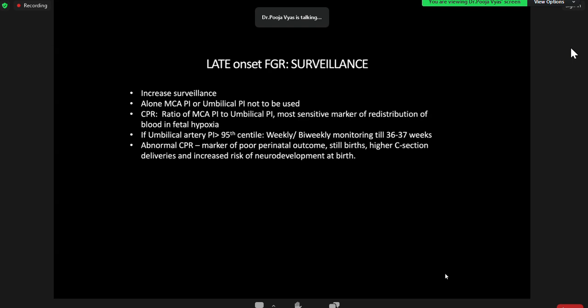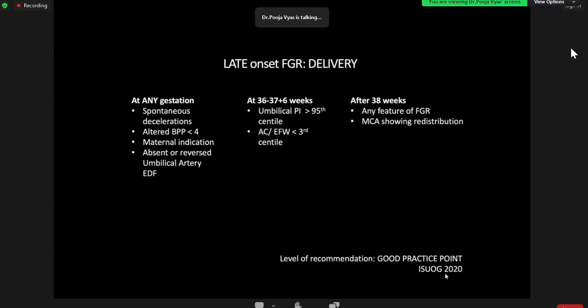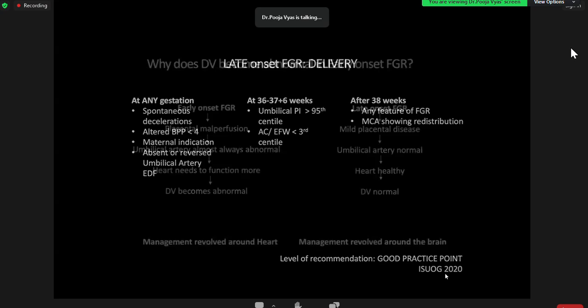Now, when do we deliver a case of late onset FGR? At any gestation, if the BPP is less than 4, or if we get absent or reversed umbilical artery end diastolic flow. At about 36 to 37 weeks, when umbilical PI is more than 95th centile and weight is less than third centile. And after 38 weeks, if the fetus is showing any feature of FGR or MCA is showing redistribution. However, 38 weeks is the ideal time to deliver a fetus of late onset FGR.